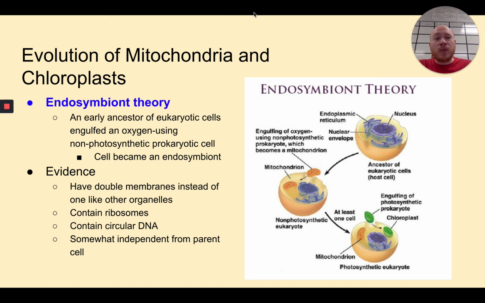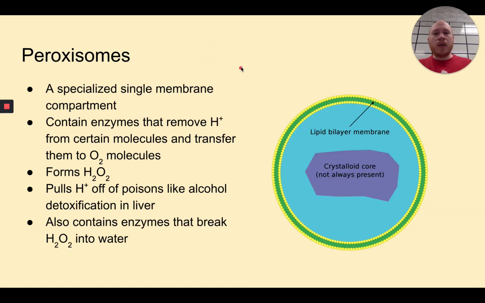They contain their own little circular DNA, like a bacteria, and they're somewhat independent from their parent cell. They actually undergo their own version of cellular division, and they do it on their own. And then when it comes time for the cell to split, the mitochondria will actually break into groups and go into separate sides.